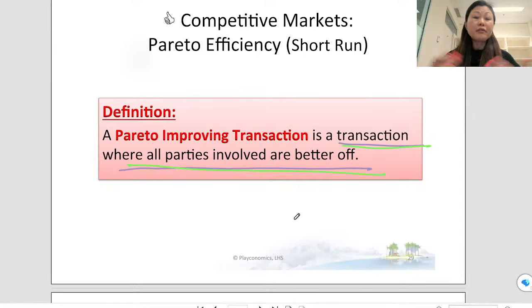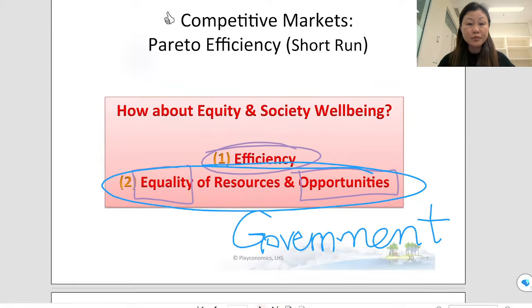Okay, so Pareto improving transaction. We're also going to talk about that in today's lecture or in today's content. It's a transaction where all parties involved are better off. Everybody is better off if we make that decision, and that's a Pareto improving transaction. I will show you an example of that.